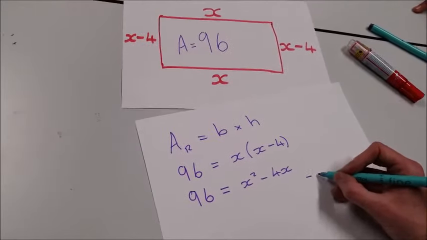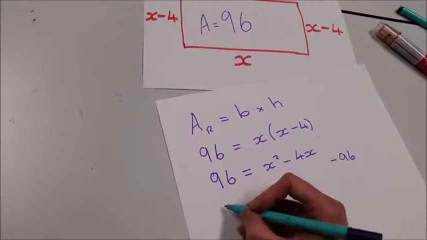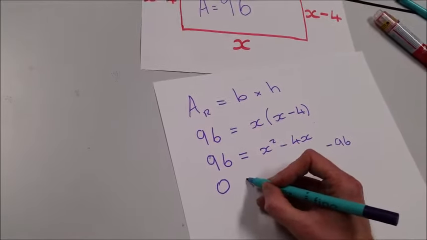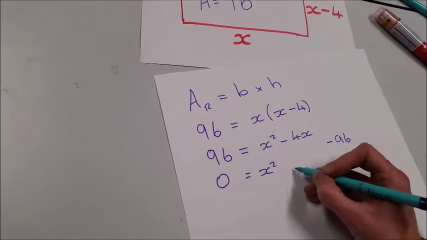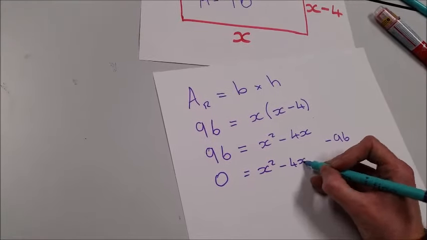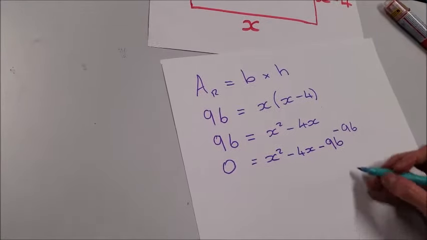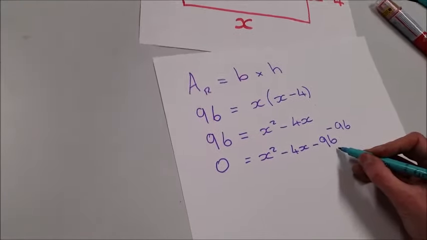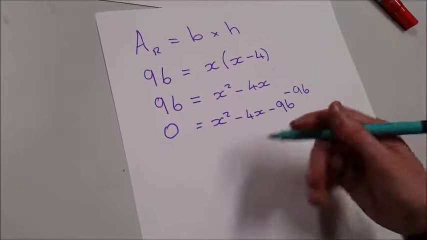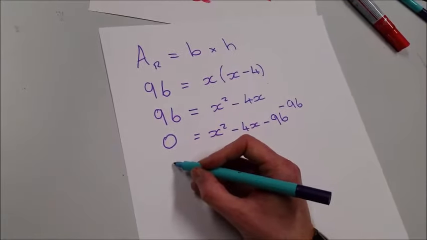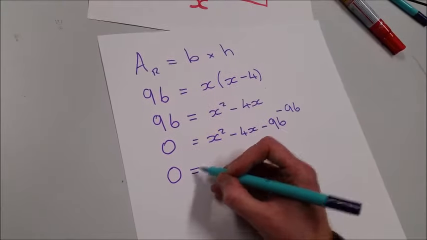So let's rearrange this by turning it into a quadratic equation, which can then be solved. To do that, I'm going to minus 96. If we do 96 minus 96, we're left with 0 equals x squared minus 4x, and we now have minus 96 on the end. We are going to now solve this quadratic equation by putting this into brackets. We call this factorising.